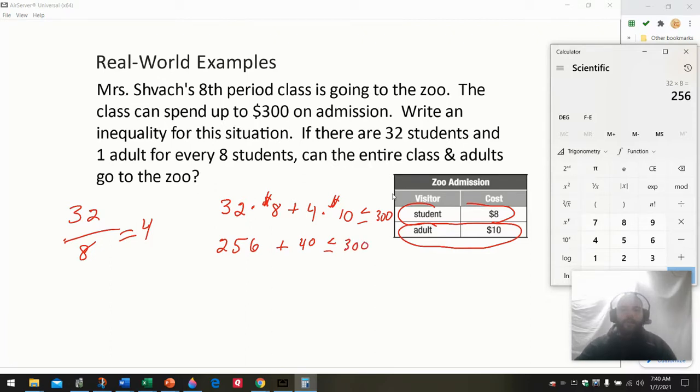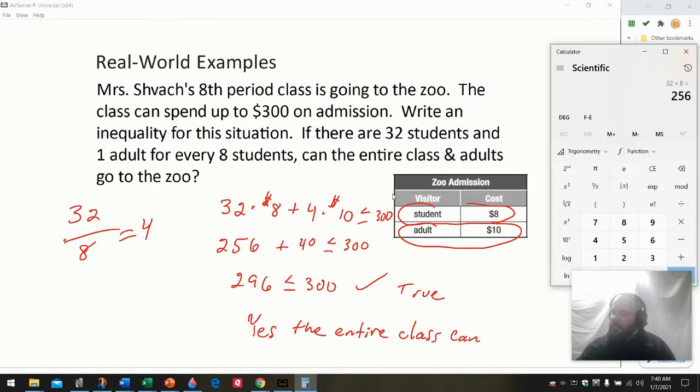So the first thing we're going to do is 32 times 8, and 32 times 8 is 256. And 4 times 10 is 40. And again, that still has to be less than or equal to 300. Now, 256 plus 40 is 296. And so what we can see is 296 is indeed less than or equal to 300. So since this is true, that means yes, the entire class can go.